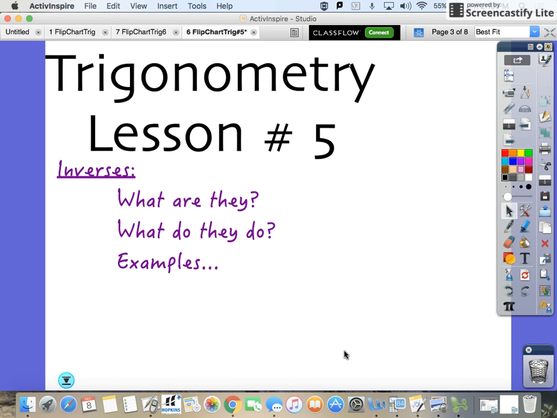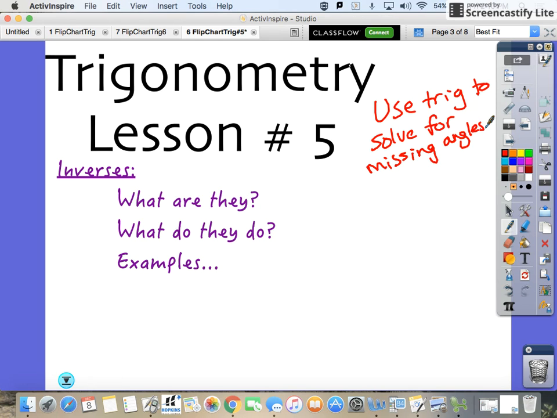Okay, today we're doing trig lesson number 5 in geometry. The difference today from what we have been doing is that we are going to solve for missing angles in this section. So for this one, we're going to use trig to solve for missing angles. Thus far, we've only been solving for missing sides, so now we're going to solve for missing angles.